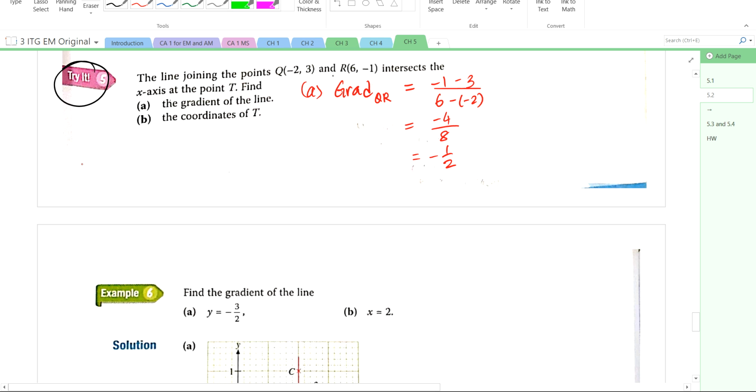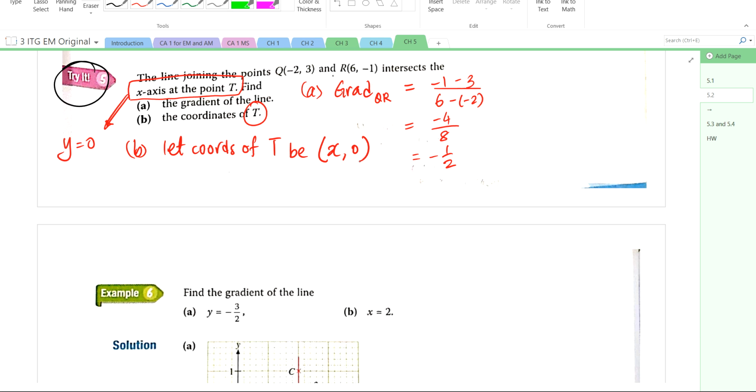Now part B. Find the coordinates of T. Well, we know that the line intersects the x-axis at a point T. What does this phrase give us? This tells us that y equals 0. The y coordinate is equal to 0. So let the coordinates of T be, what would you like it to be? x, 0. Now some people will put x, y. Then they realize they have two unknowns and cannot do it, because they did not take away from the question that it intersects the x-axis, therefore y must be 0.